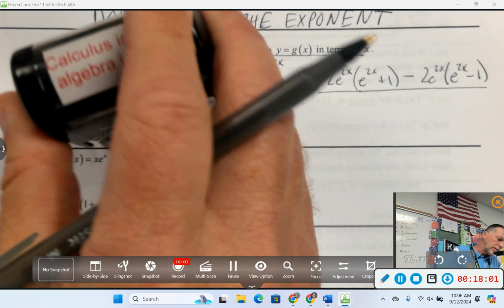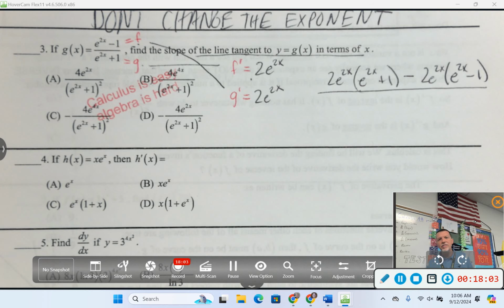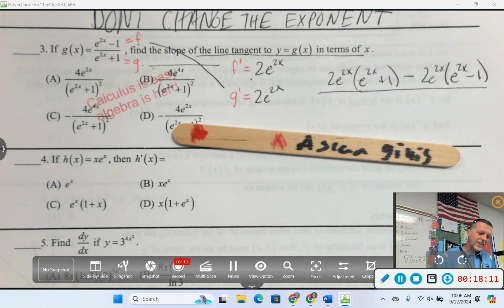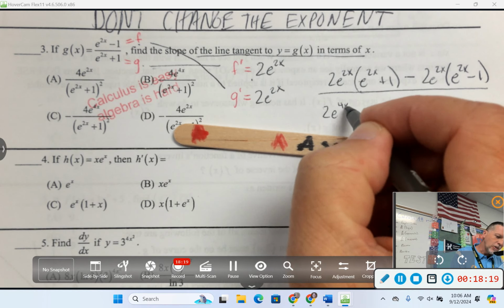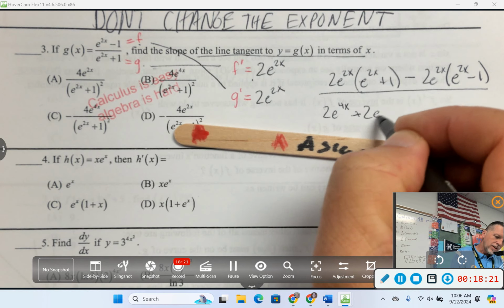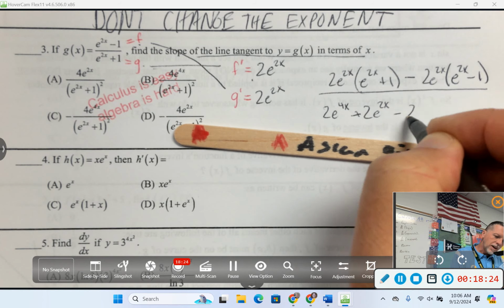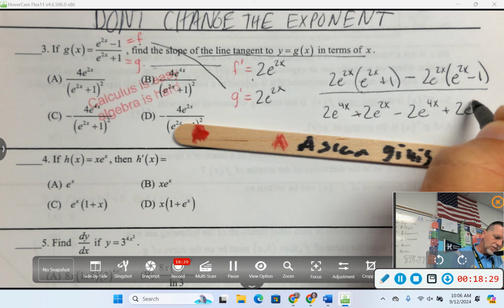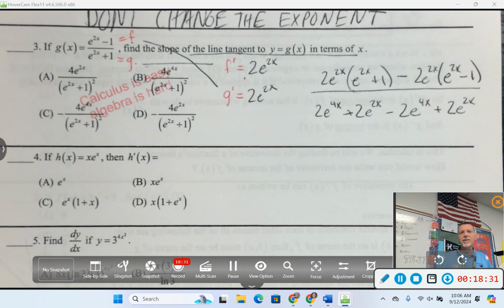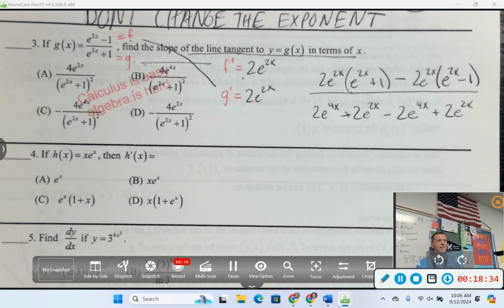I'm not even done with this problem, and I'm going to go ahead and give it the Calculus is Easy, Algebra is Hard stamp, because I need to know what 2e to the 2x times 2e to the 2x is. Aslan, what's 2e to the 2x times e to the 2x? 2e to the 4x. Yeah, 2e to the 4x plus 2e to the 2x minus 2e to the 4x plus 2e to the 2x. Yeah, calculus is easy, algebra is hard.